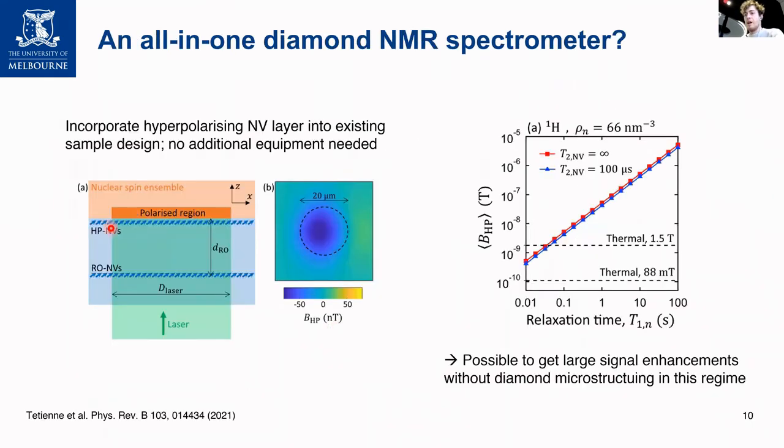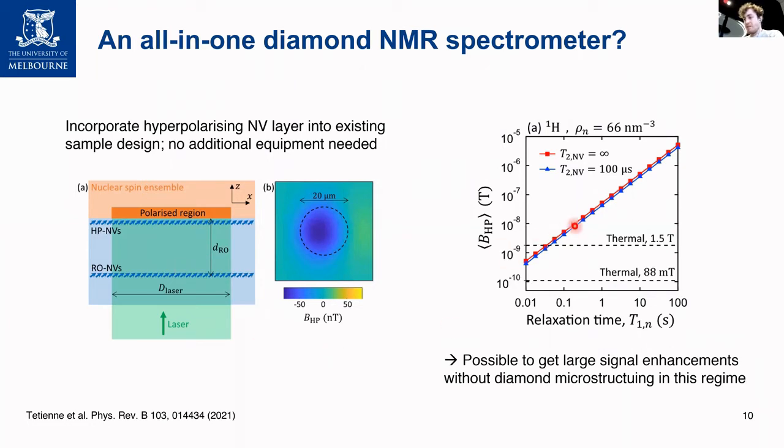So we can imagine a sort of simplified geometry where we take the same diamond that you're already using to perform this NMR with this deep readout layer of NVs performing micron-scale NMR. And then you insert a shallower layer of hyperpolarization NVs with the aim of boosting your signal. And the advantage here is that it's a very streamlined setup because all the equipment you already need to do this, you're already using to do the NMR experiment.